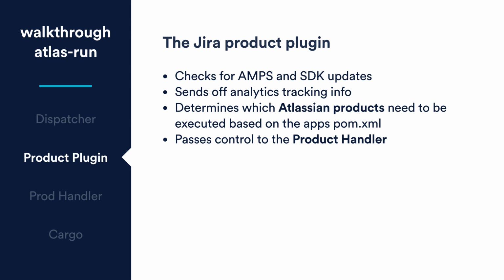So the Jira product plugin, so the dispatcher started a process to create a jar from the Jira app and then invoke the Maven Jira plugin. It checks for AMPS and SDK updates, sends off analytics tracking information, determines which Atlassian products need to be executed based on the apps in the pom.xml, and then passes control to the product handler.